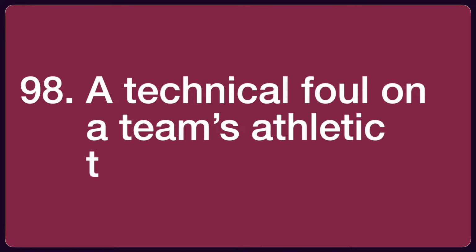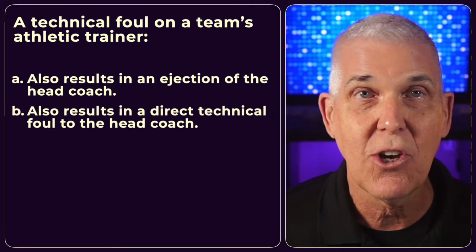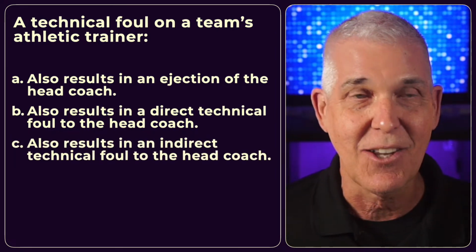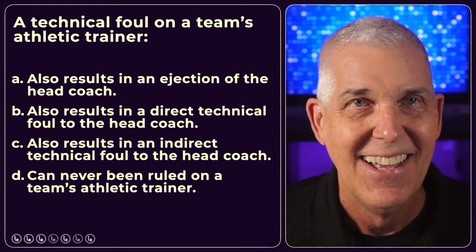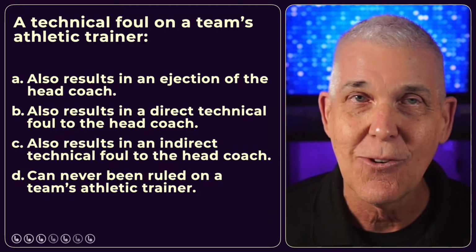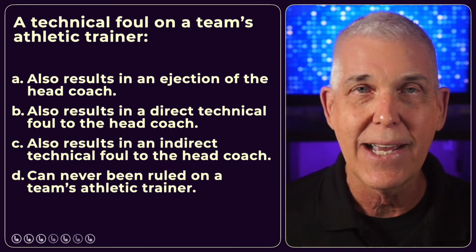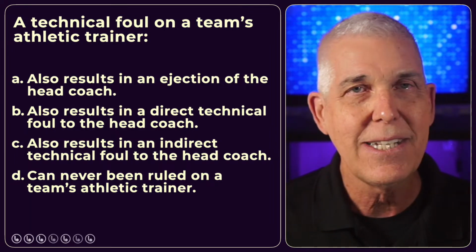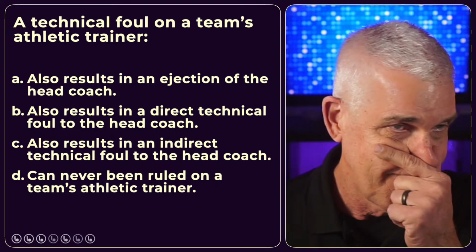All right, we're getting to the end of this session's questions. A technical foul on a team's athletic trainer: A, also results in the ejection of the head coach. Wow, harsh. Come on, Rev. B, also results in a direct technical foul on the head coach. C, also results in an indirect technical foul on the head coach. Or D, can never be ruled on a team's athletic trainer.